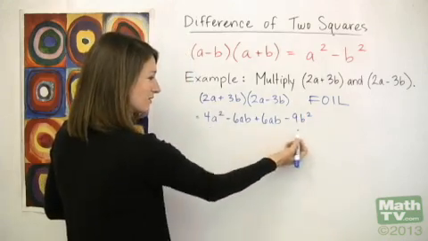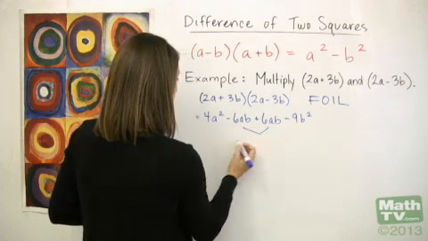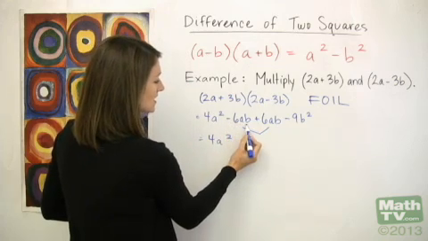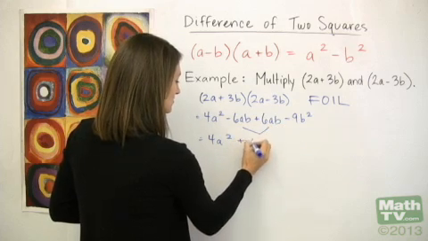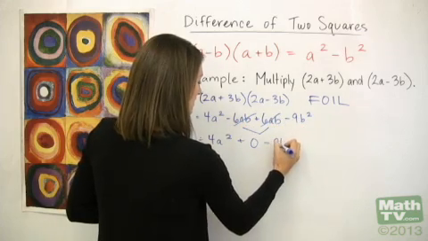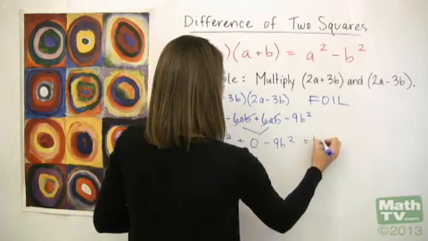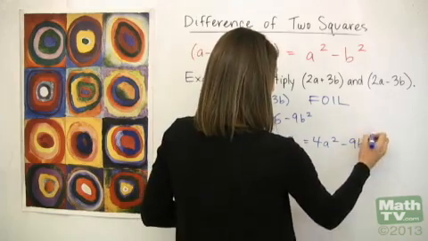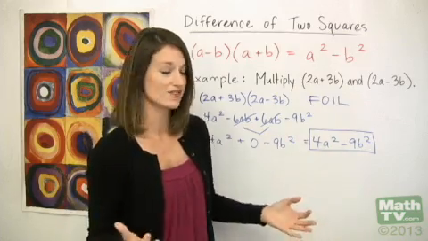So then if we were to simplify this, we're going to combine similar terms, which we have these two in the middle. So we have 4a squared. Now we have negative 6ab plus positive 6ab. So that's going to cancel, just leave us with 0. And then we're left with negative 9b squared. So again, simplifying this gives us 4a squared minus 9b squared. Look at that. We have a difference of two squares.